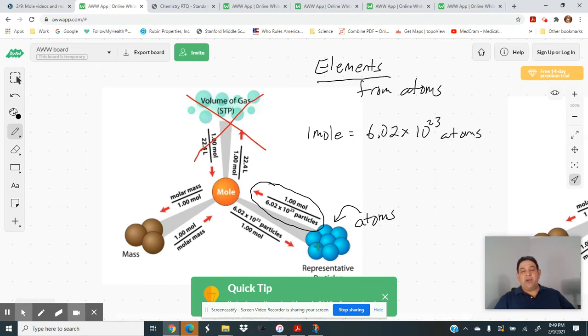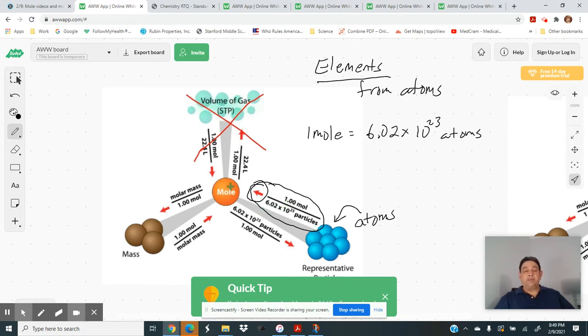So when I have a certain number of atoms and I want to turn them into moles, I divide. Notice how the 6.02 times 10 to the 23rd atoms is in the denominator. Going in this direction, you divide by 6.02 times 10 to the 23rd, because every 6.02 times 10 to the 23rd is grouped as 1 mole. If you have more than that, you find how many groups of 6.02 times 10 to the 23rd you've got.